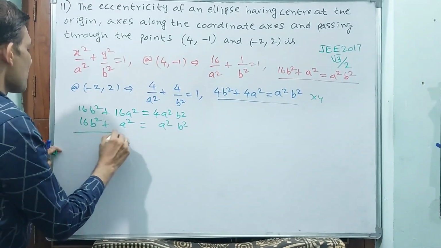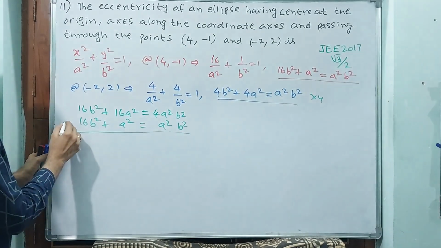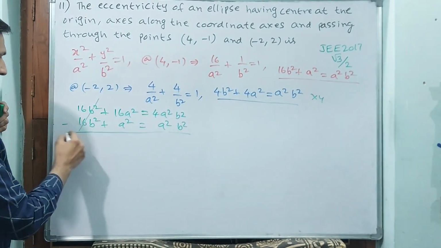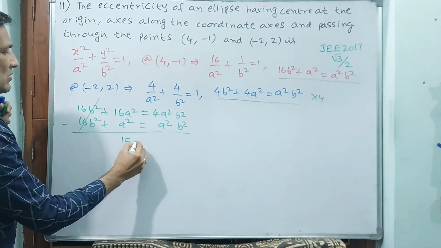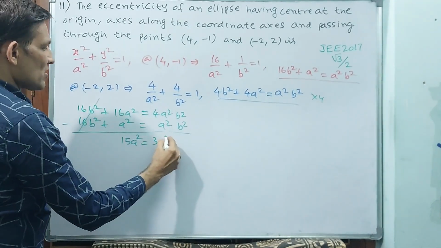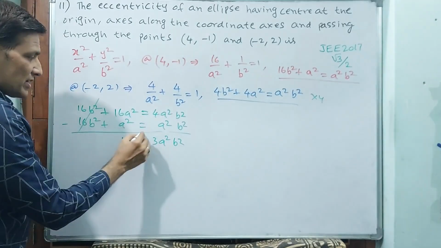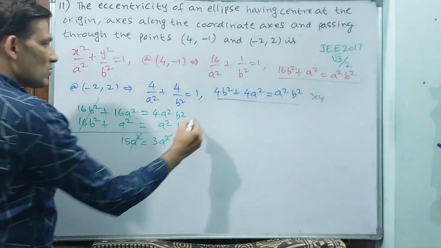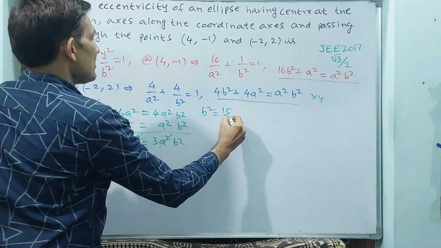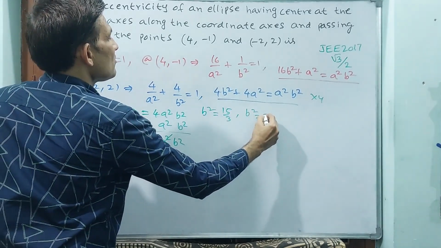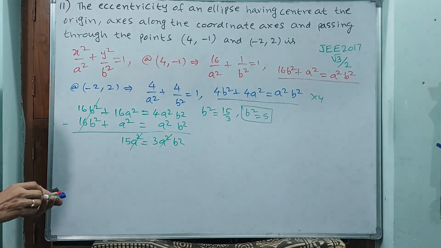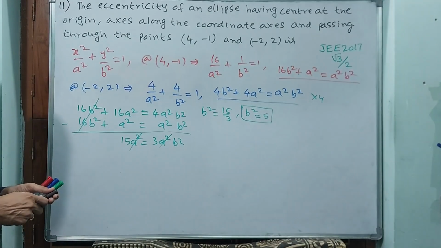Okay, now subtract. 16b square is going to get cancelled. 16 minus 1, 15a square is equal to 4 minus 1, 3a square b square. See, a square we cancel out, b square will be 15 by 3, or else b square is equal to 5. Okay, if b square is 5, then what is a square?